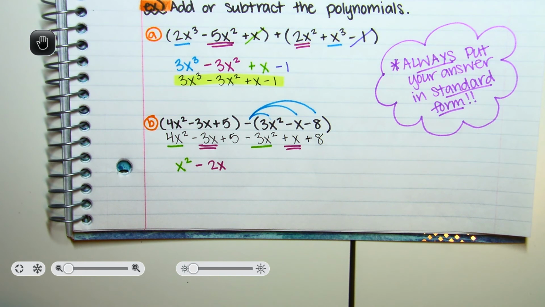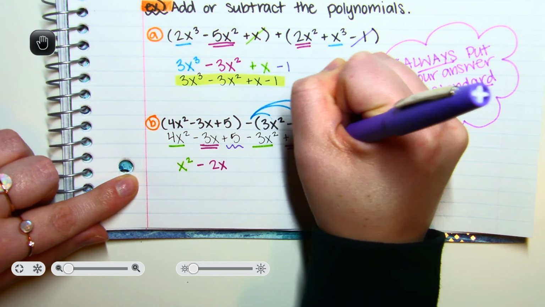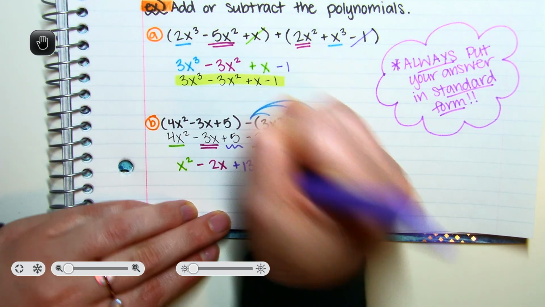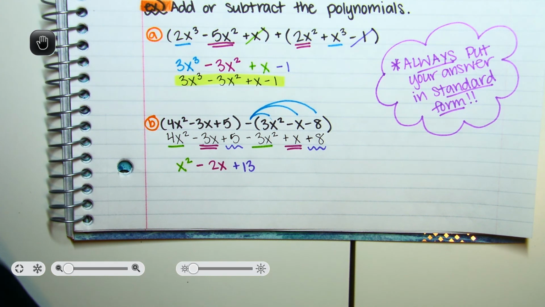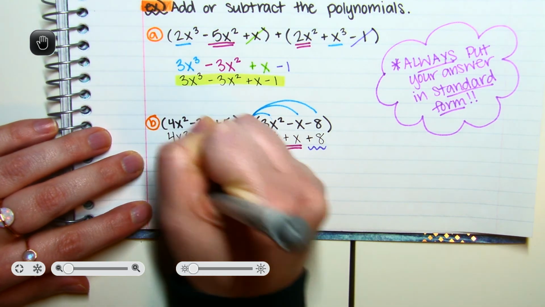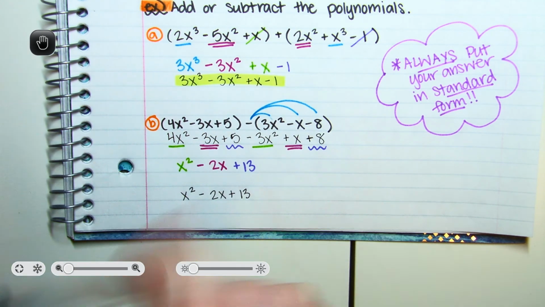All right, then the last one is the constants. So positive 5, positive 8. 5 plus 8 is 13. And then just for the sake of making this look nicer when I highlight it, I'm going to rewrite it in just black instead of all the colors.